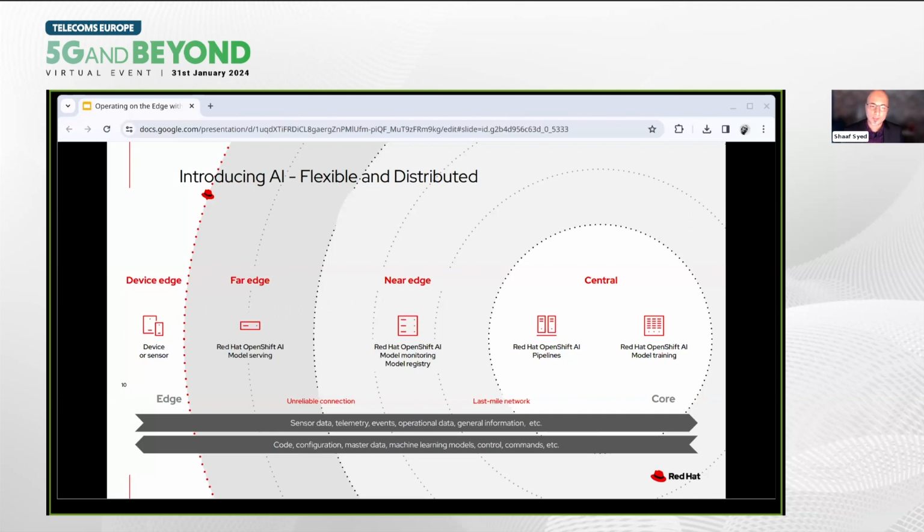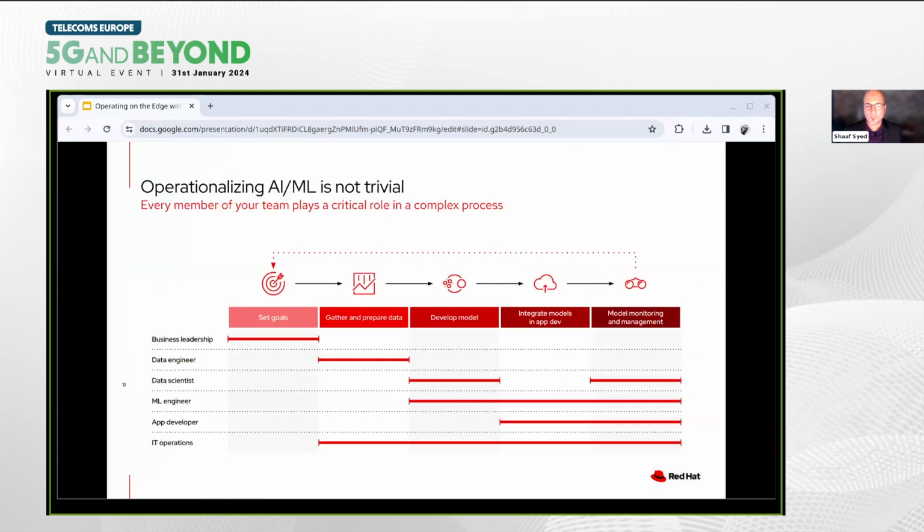Again, reading the device edge, getting the data into it, the telemetry, all of this is also important for us to take that information back towards the right as well. So it's a mix of components that are distributed and flexible in how you deploy your application infrastructure.